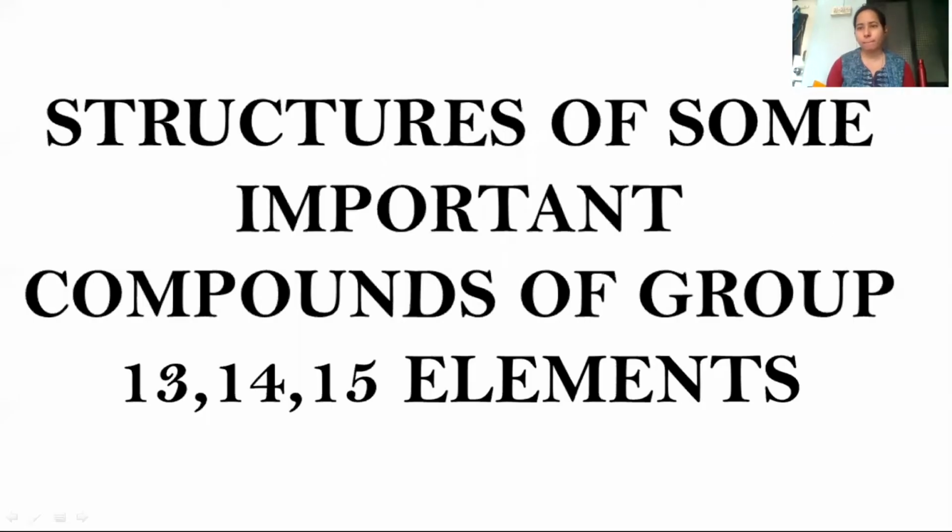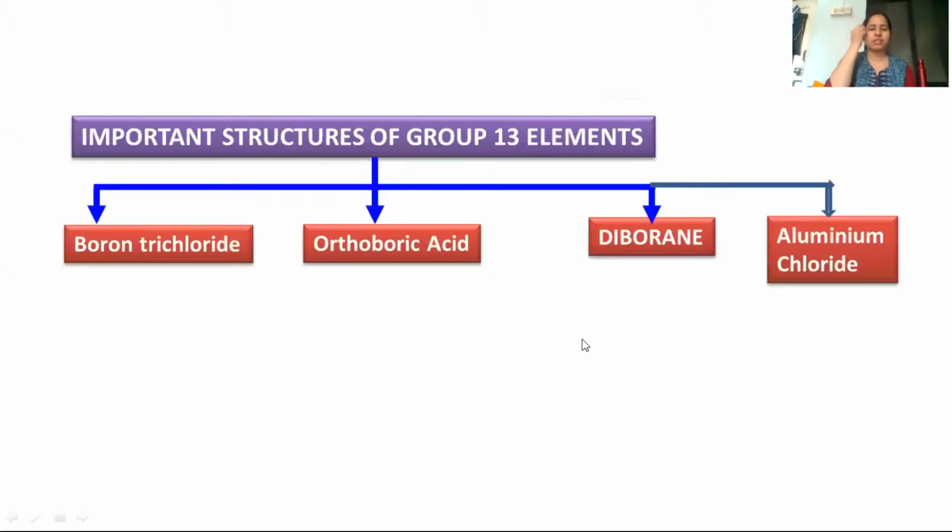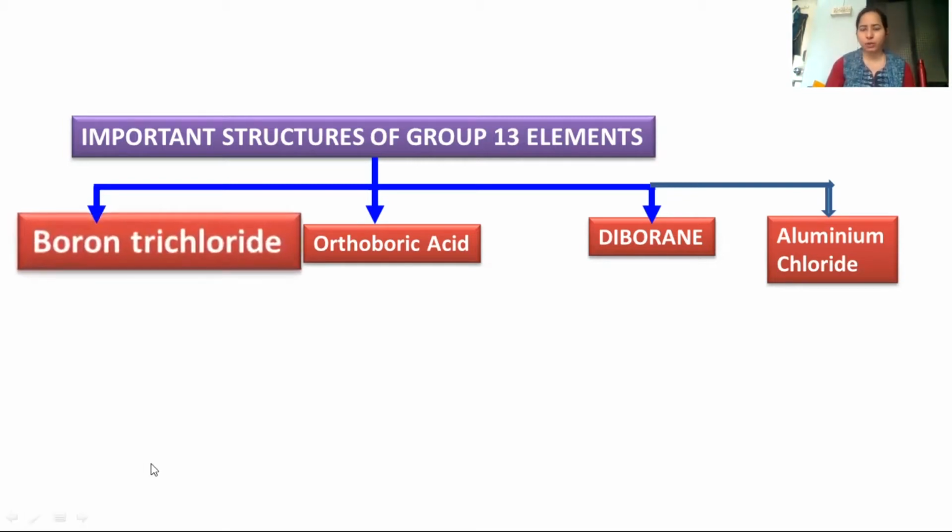So in today's lecture, what we are going to discuss is some of the important structures from group 13, 14 and 15 elements. Talking about important structures of group 13 elements, we are going to study the structure of boron trichloride, orthoboric acid, diborane and aluminium chloride. The first one we are going to start with is boron trichloride.